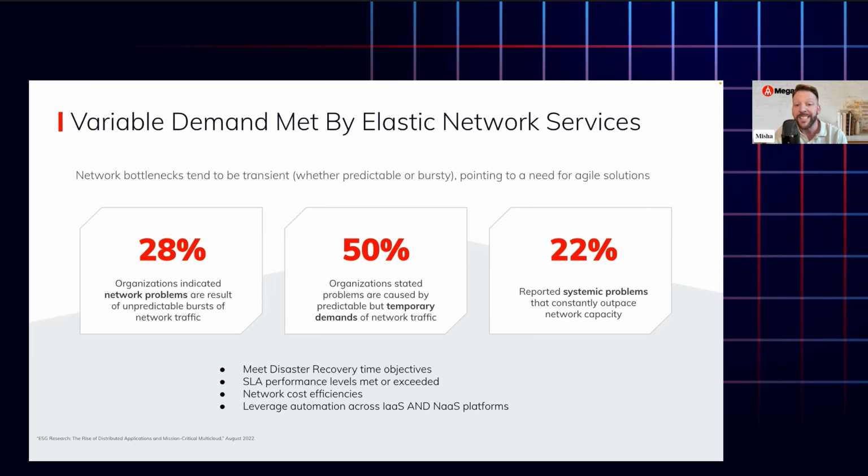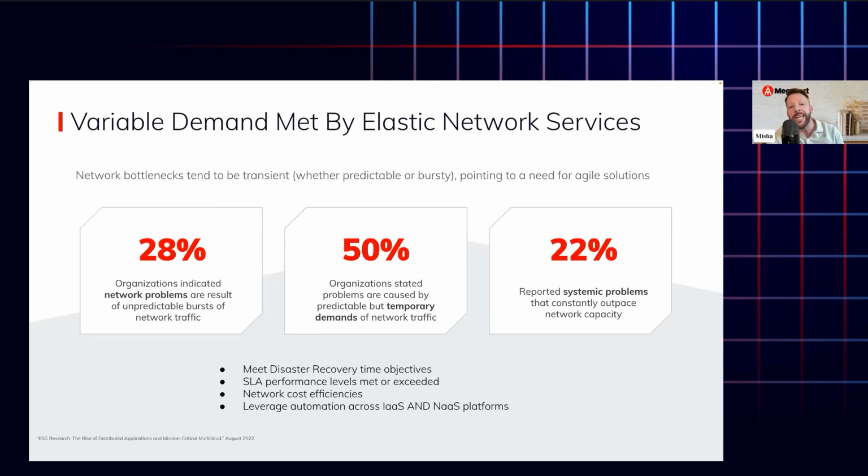22% reported systemic problems that constantly outpace network capacity. So to Kevin's point earlier about the scale and the agility of what you have available for your network, as you're moving to more cloud-like capabilities that have scale and agility, you need that for your interconnection strategy. So having the ability to do that with software-defined networking on demand and managed capacity is really important. That can be turned up in real time to avoid these systemic problems.